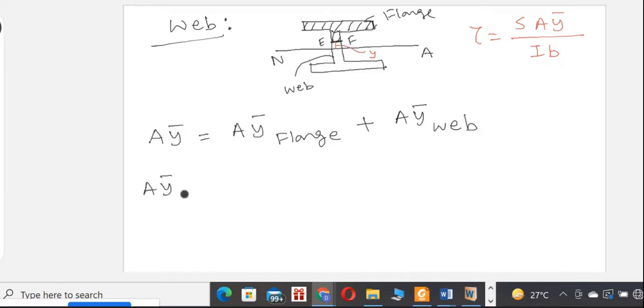So what will be the A y bar for flange? The moment of area of this area for the flange is nothing but the area into the centroidal distance of the area from the neutral axis. If anyone has it, tell me the answer.